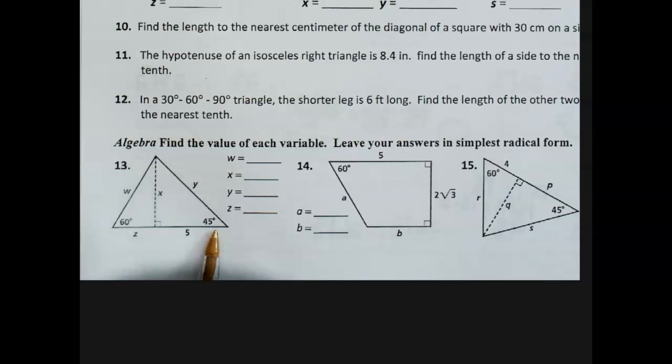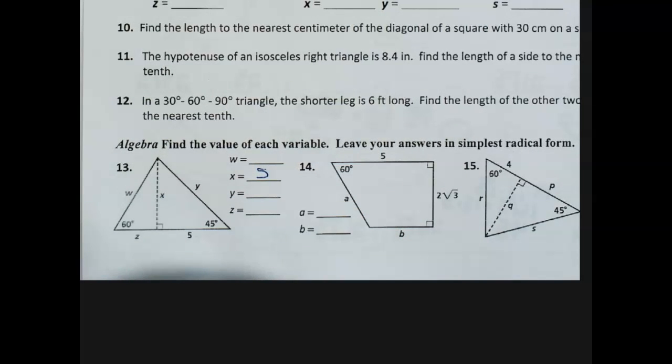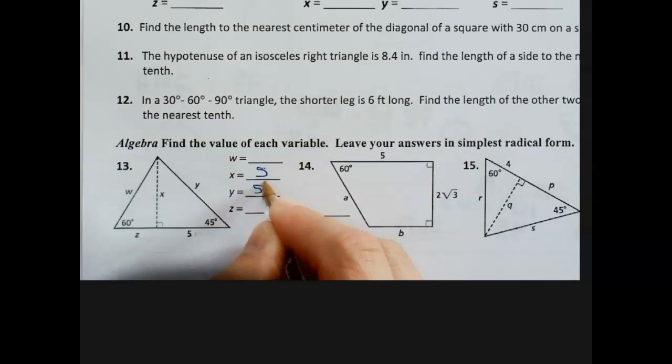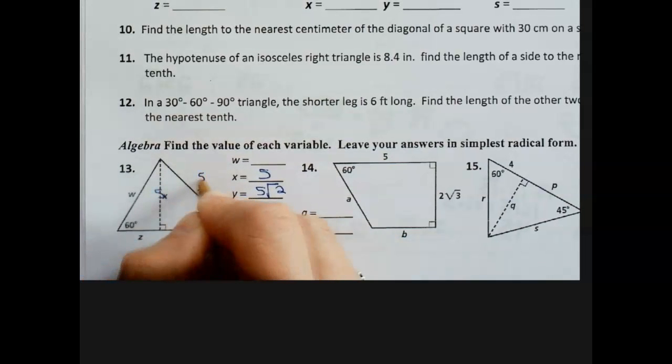It's a 45, 45, 90. That means both of these legs are the same, which means x is equal to 5. And then to get from the leg to the hypotenuse, I have to multiply by radical 2. So that means this piece is 5 radical 2. So that part wasn't difficult.